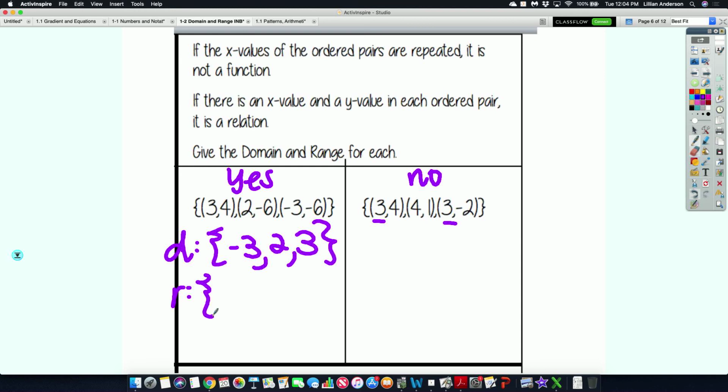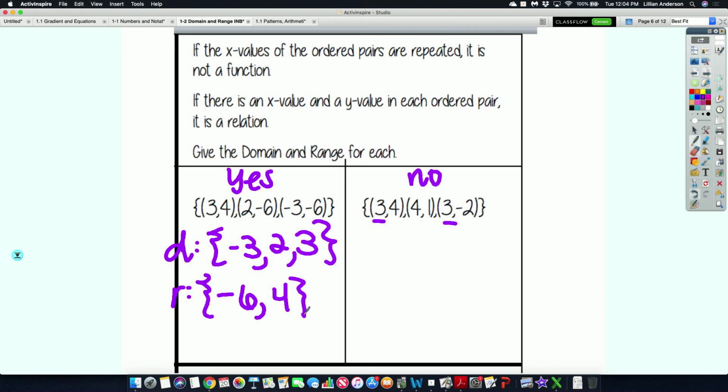What about the range? -6. If there are multiple y values, you only have to write it once. So we don't have to do -6, then -6, and then the next one. Just -6 one time. What's the other one? We're done.